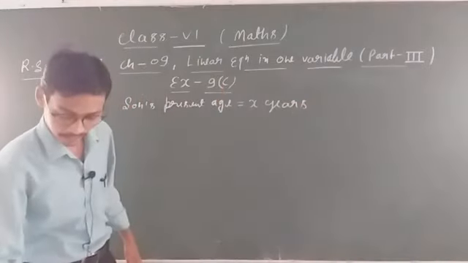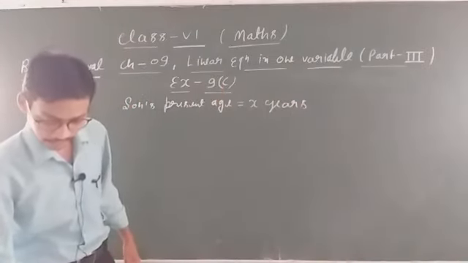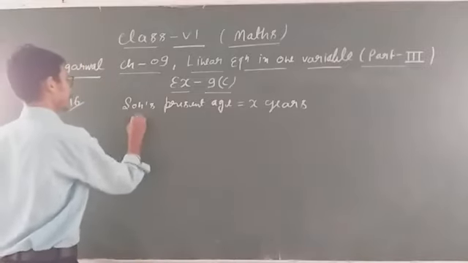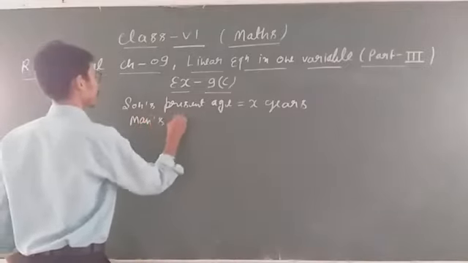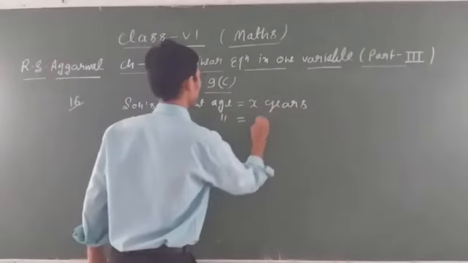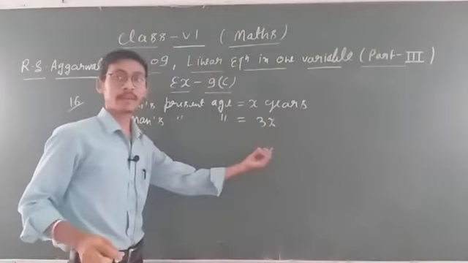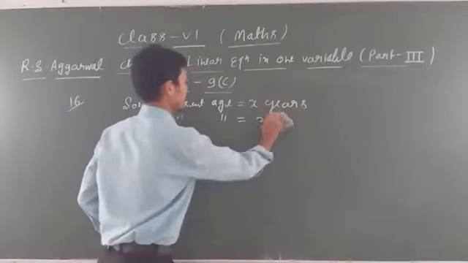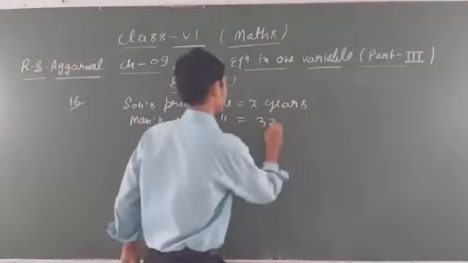Now what is given? A man is thrice as old as his son. So the man's present age equal to what? 3x. Why am I writing 3x, student? Because thrice is given, and thrice means 3x years.